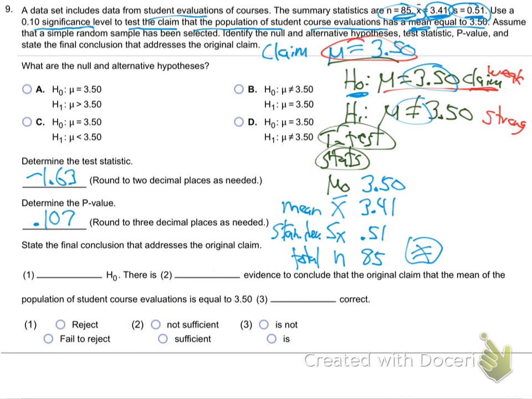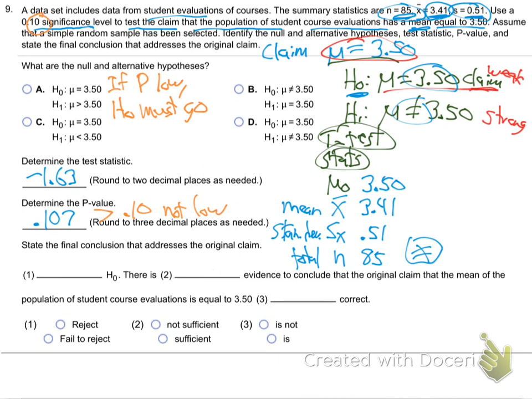All right, so what does that mean then? What does this information mean? Is the P low? Remember how our statement goes: if the P is low, the null must go. Well, the P is 0.107. Here's the significance level. Is that less? No, that's greater than 0.10. 0.107 is greater than 0.10, not low.